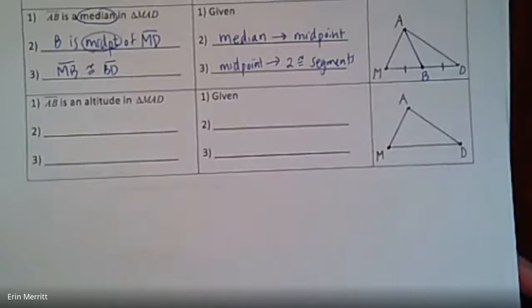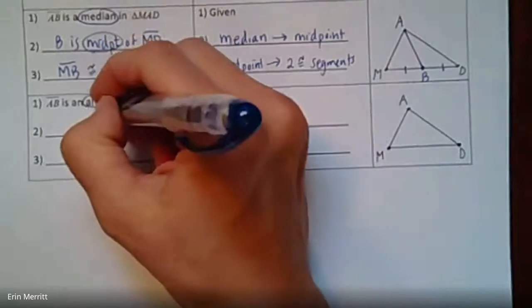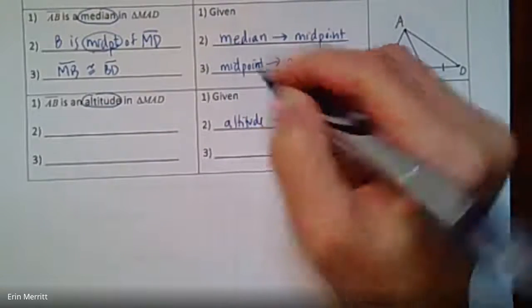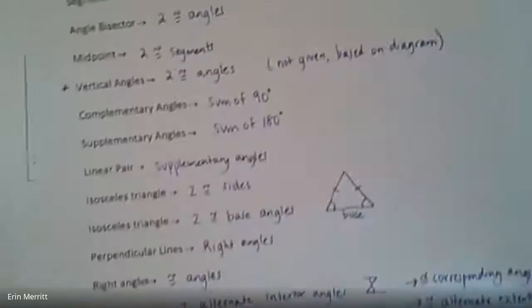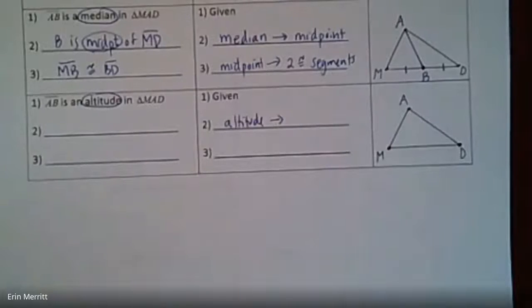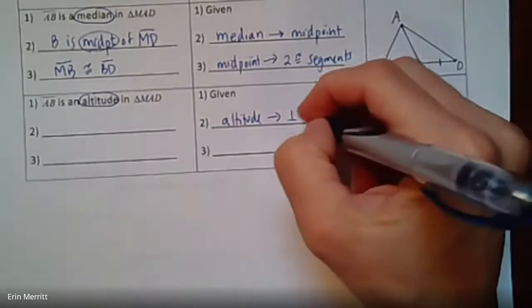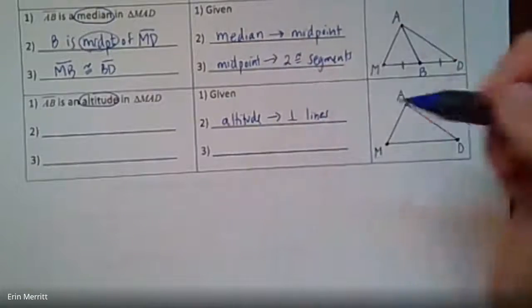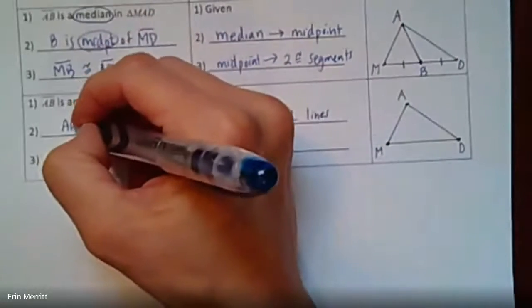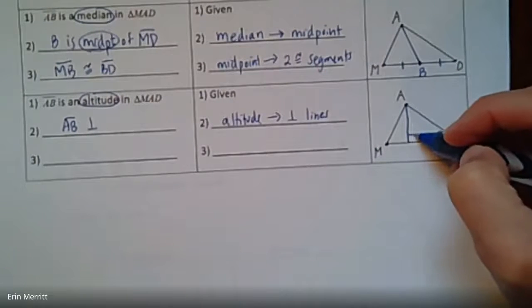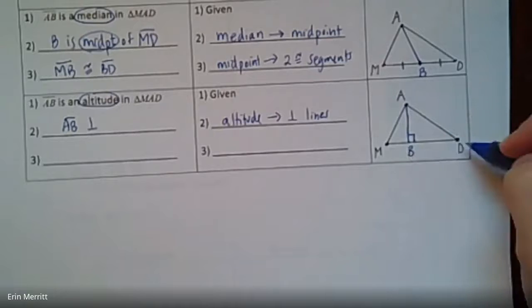All right, AB this time is the altitude of triangle MAD. All right, so let's think vocab-wise. Altitude implies what? Anytime you need to, you flip back, you take a look. Altitude gives you perpendicular lines. So if altitude gives me perpendicular lines, that means that AB has to be perpendicular. So you can kind of drop it straight down, perpendicular to MD.